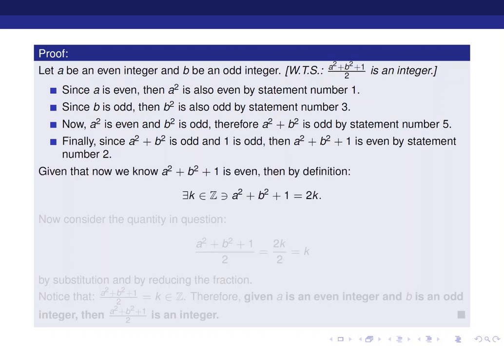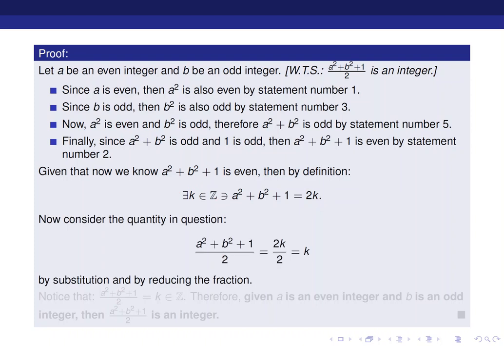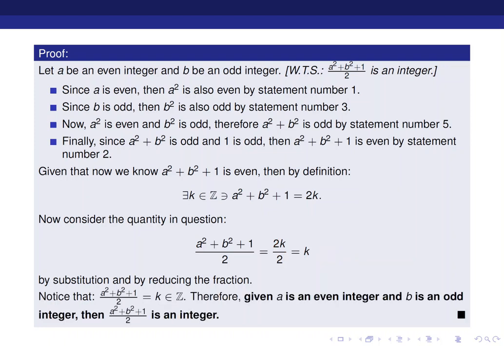So since a squared plus b squared plus 1 is even, then I can now use the definition of even to say that there exists some integer k that when multiplied by 2 gives me the a squared plus b squared plus 1 value. And now let's take a look at the fraction in the question. The quantity is a squared plus b squared plus 1, all divided by 2. Since the 2's can be reduced, I'm going to end up with k, but keep in mind that k is an integer. So the fraction can be reduced, and when it is reduced, I get a k that is an integer, which now proves that the quantity in question is an integer, as long as I pick a to be even and b to be odd. And that is the end of the proof.